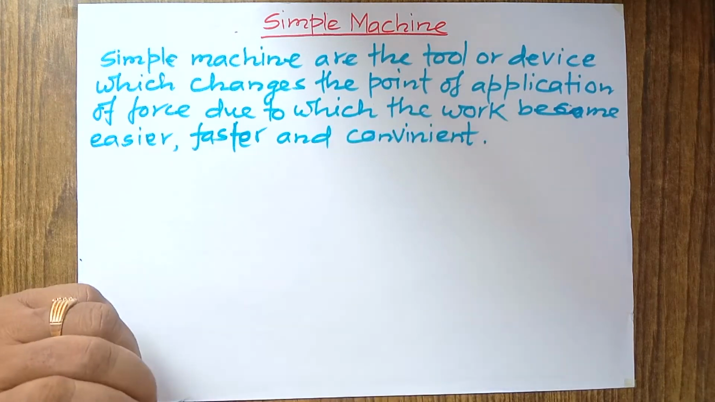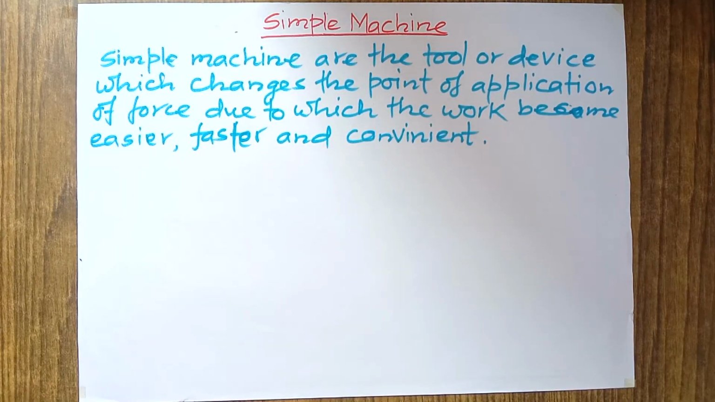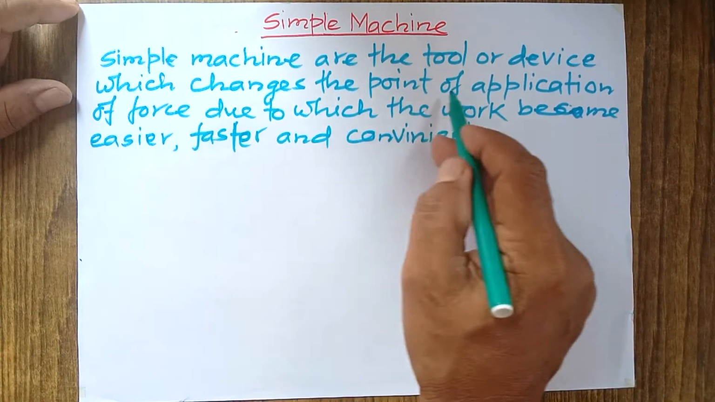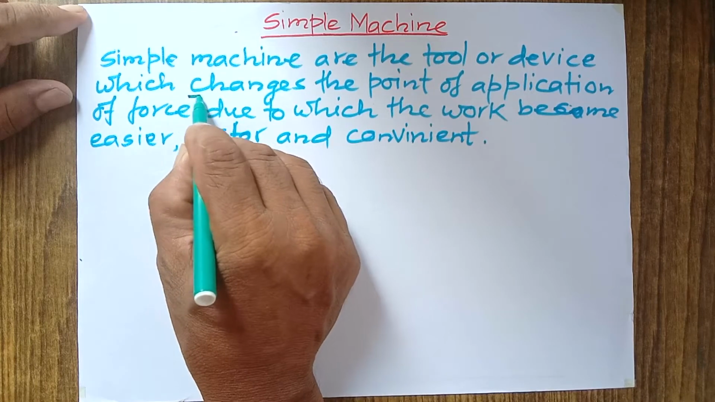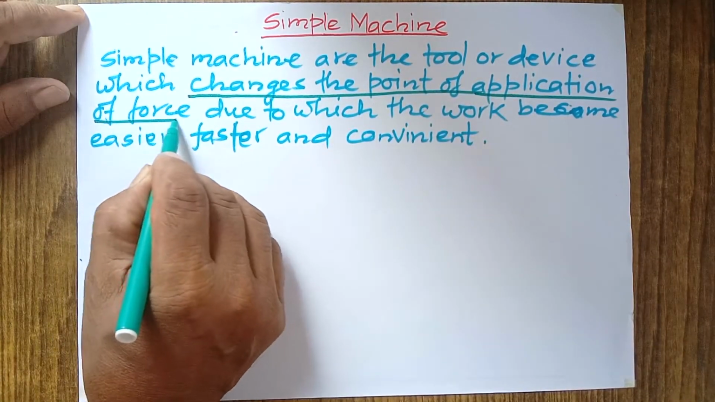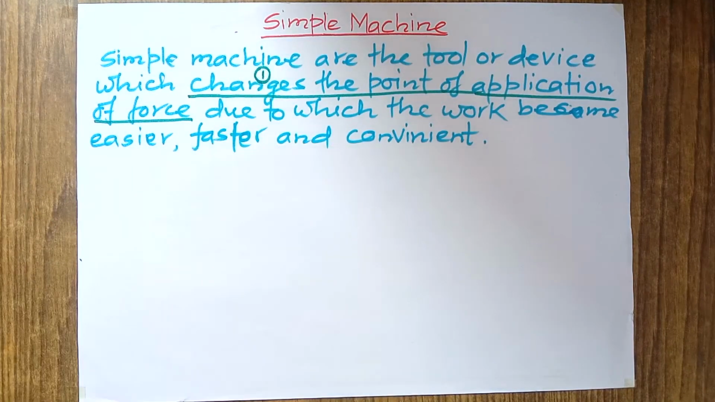Now look at this definition. Here we have certain points which are very important. We have to understand this very clearly. It is a tool or device which changes the point of application of force. This is one of the important points. It changes the point of application of force. What does it mean? This is the first one which I want to explain.